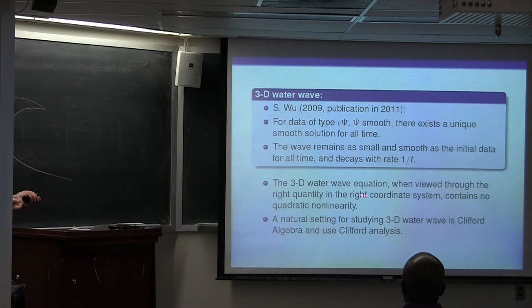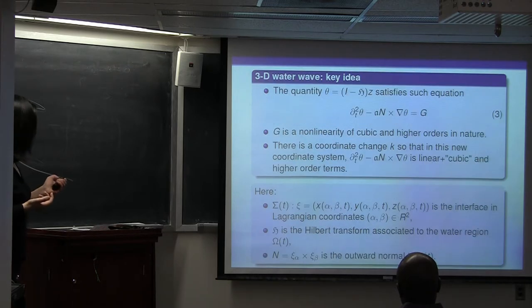Now for the 3D water wave, we also have a coordinate change and a change of unknown, through which the quadratic nonlinearity disappears. That means the equation is more linear than we typically see. I will not go through this.